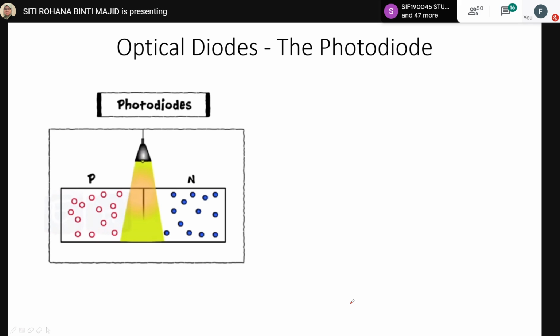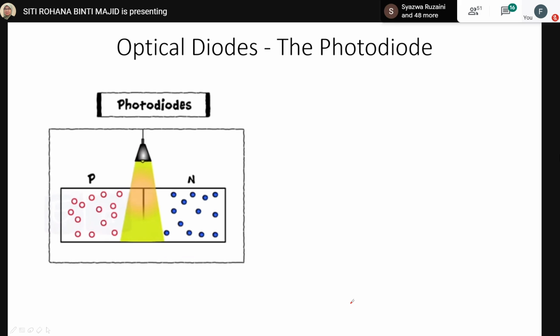the next application is the optical diode, which is a photodiode. I think everyone knows what a photodiode is up to this level, because we already covered it during school time, and also in the first year lab topic, which is the photodiode. So the photodiode also uses a simple PN junction.